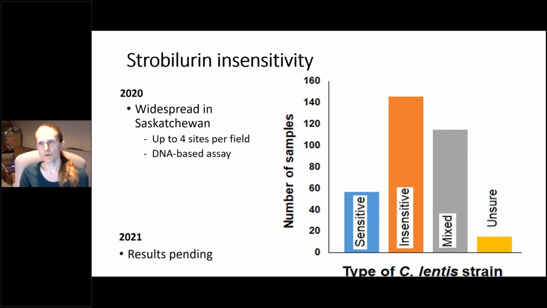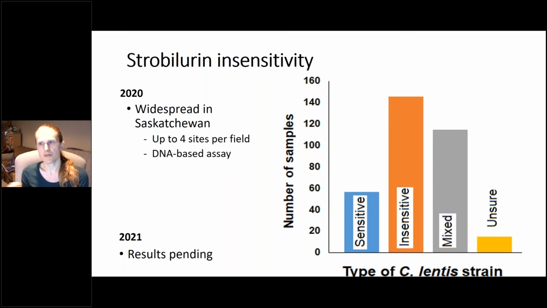Then here's some more results from the 2020 survey. And so we would do a test that was based on extracting DNA from diseased lentil samples. And the possible results of this is either the sample contains only insensitive anthracnose, it contains only sensitive anthracnose, or it contains both. And both is what we call mixed in this graph. Or occasionally we'd get a result that was hard to interpret and we'd say we're unsure.